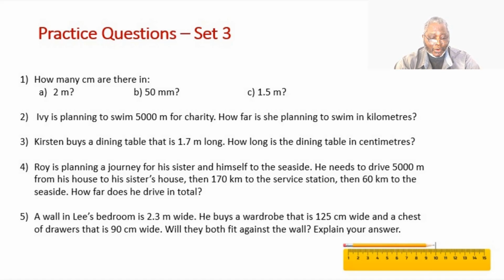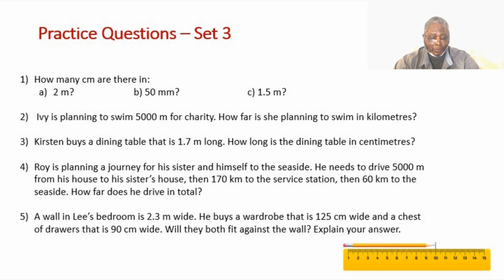Question 4. Roy is planning a journey for his sister and himself to the seaside. He needs to drive 5,000 meters from his house to his sister's house, then 170 kilometers to the service station, then 60 kilometers to the seaside. How far does he travel in total? Again, do not forget to convert all the units to 1 unit. Okay?